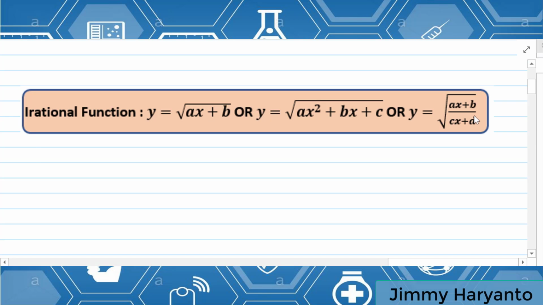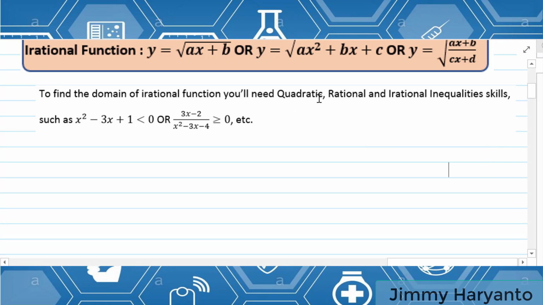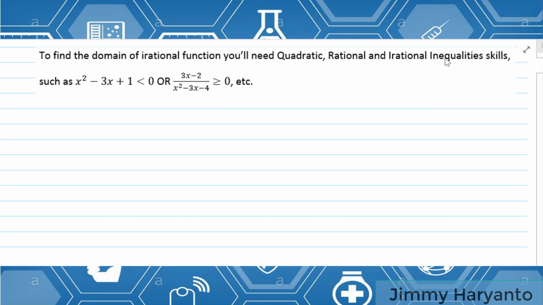Okay, the next is irrational functions. We haven't learned how to draw this one, but the form will be like this: y equals square root of ax plus b. If there is a square root, it means the function is irrational. Or y equals square root of a quadratic, ax squared plus bx plus c, or maybe y equals square root of ax plus b over cx plus d. To find the domain, you will need quadratic, rational, and irrational inequality skills, which you already learned in the inequalities chapter.